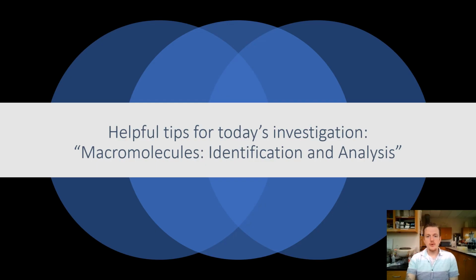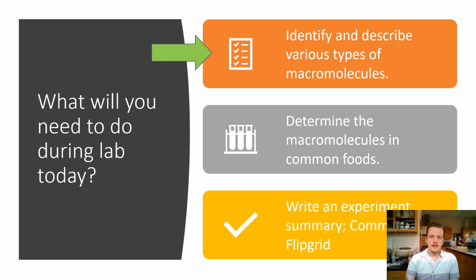This week, we're going to be doing an investigation into the macromolecule content in different kinds of foods. So I'm going to be giving you some tips on how to make the most of this week's lab. During lab this week, we're going to identify and describe various types of macromolecules, determine the macromolecules in common foods, and then you all are going to write an experiment summary and then comment on Flipgrid, and I'll get more into that later today.